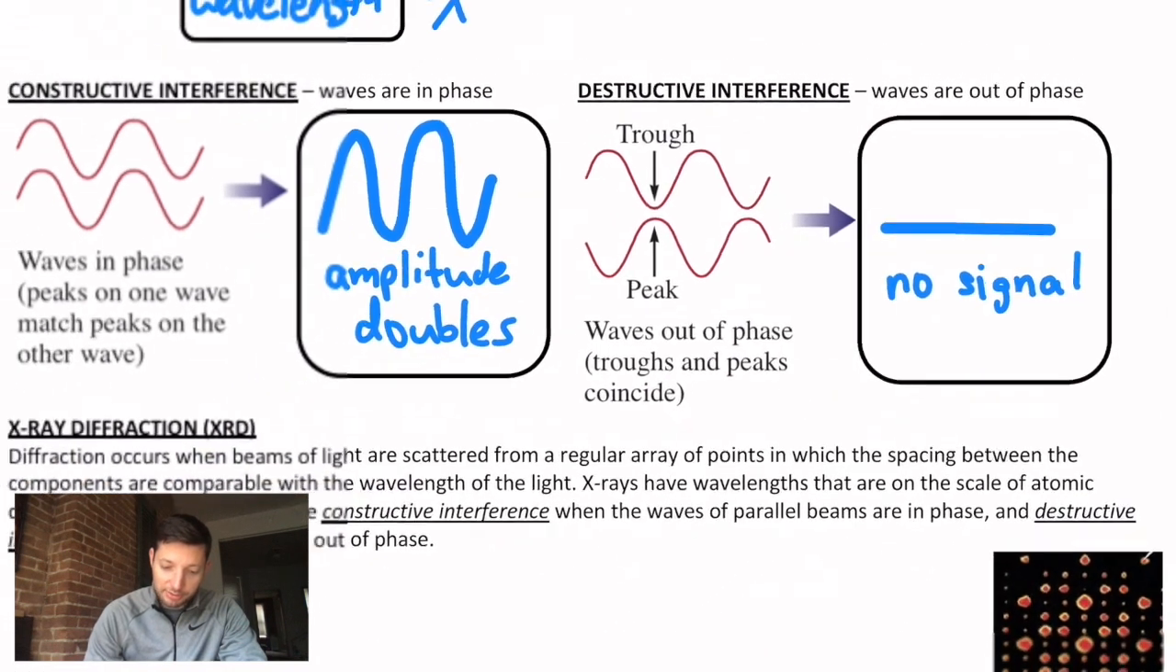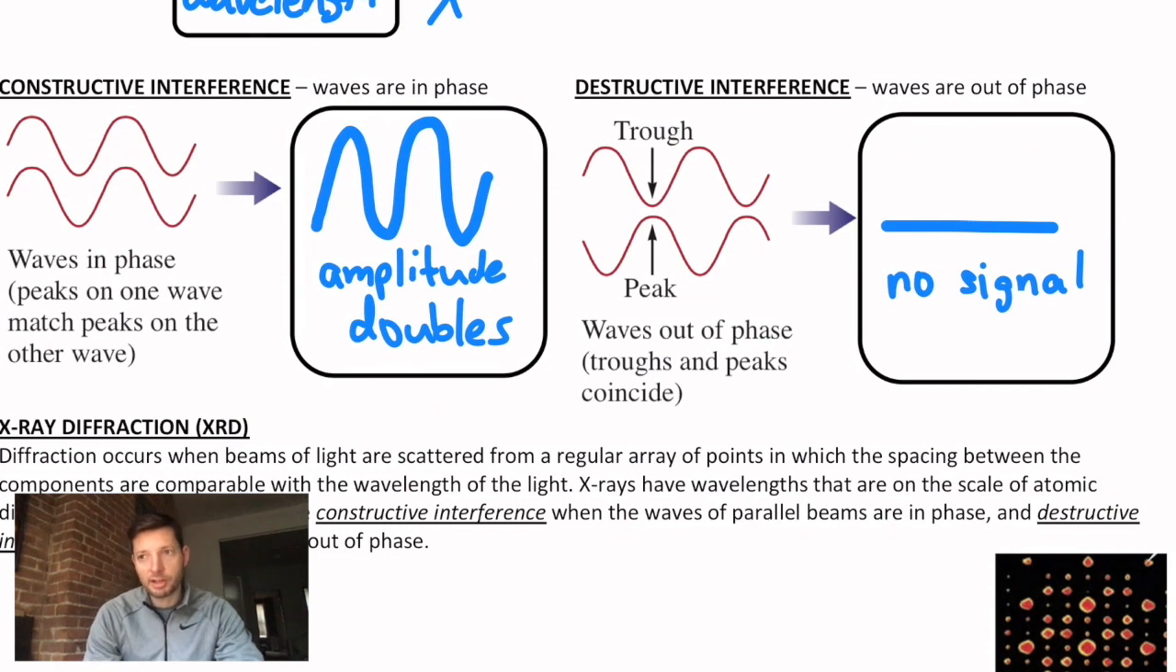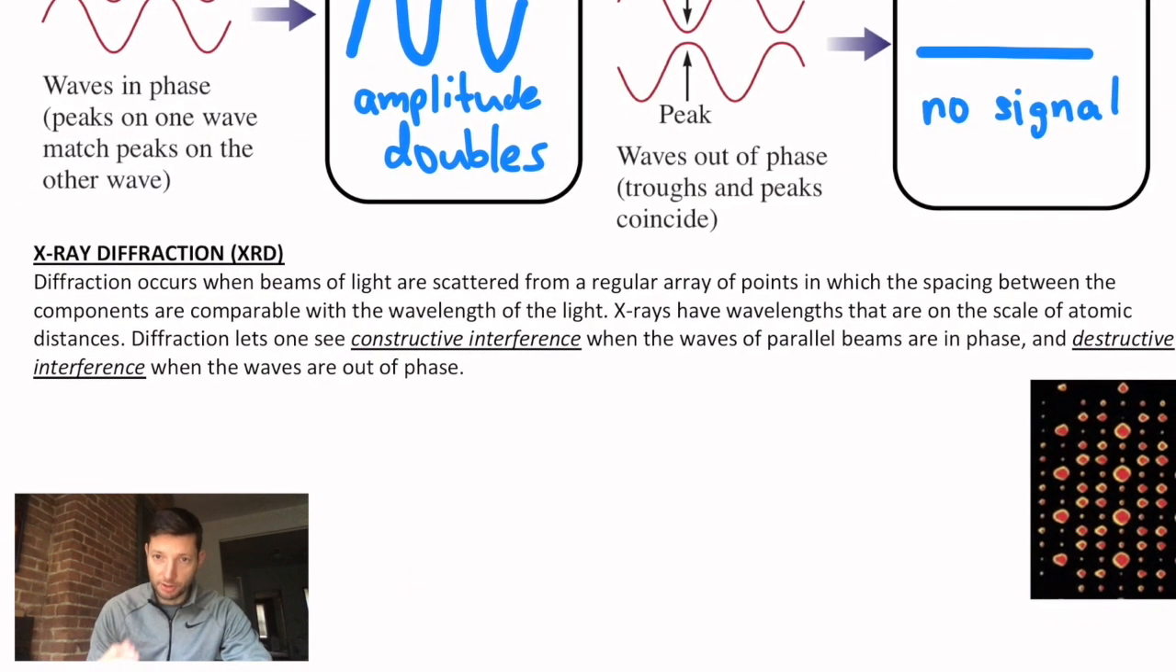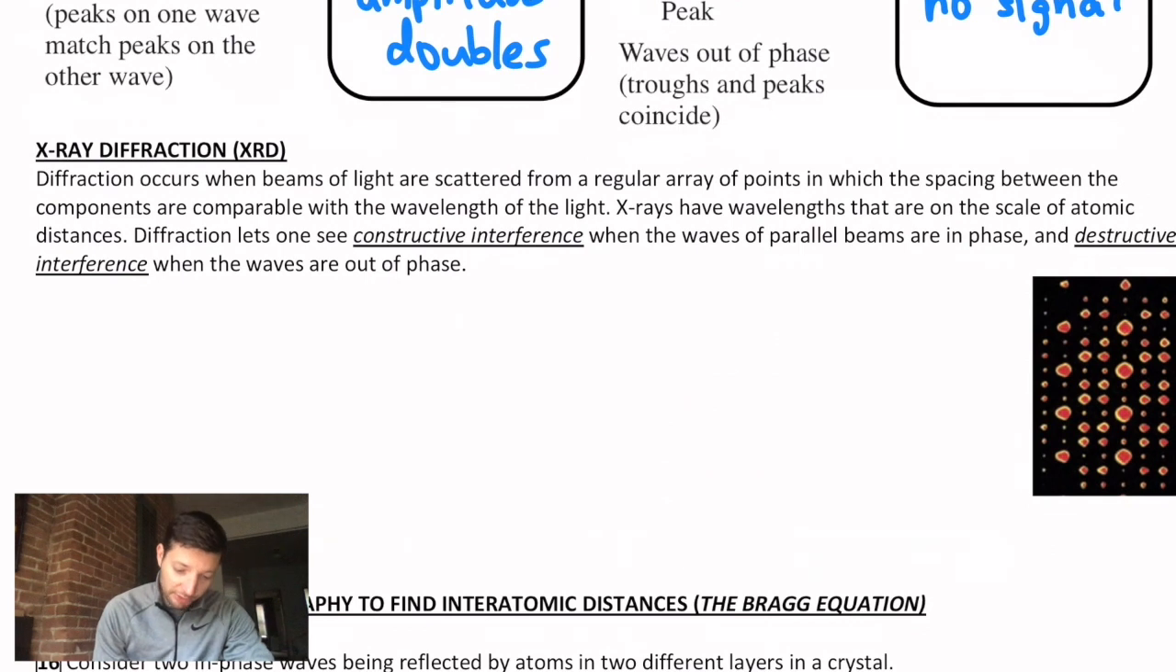And this brings us to detecting what's called an interference pattern when we look at how specifically X-rays interact with planes in a crystal lattice. So this is what X-ray diffraction is all about. X-ray diffraction occurs when beams of light scatter from a regular array of points, such as a plane inside a crystal, like we talked about in the last lesson, in which the spacing between the components are comparable to wavelengths of light, and X-rays have wavelengths that are on the scale of atomic distances. So we use X-rays because their wavelengths are down on the scale of how far apart atoms are.